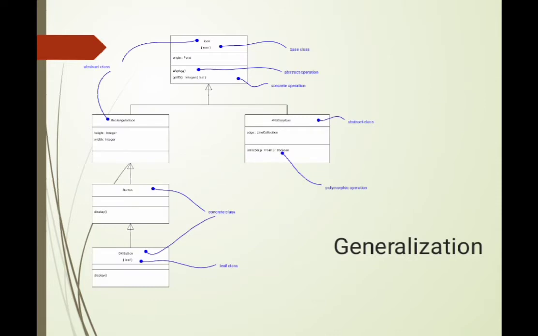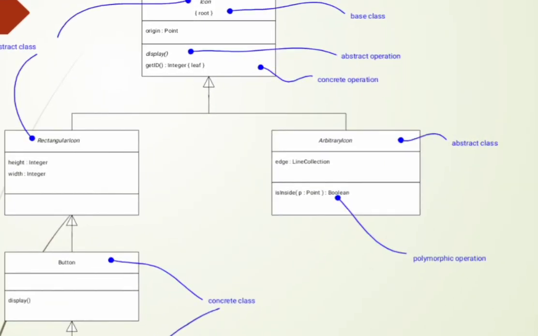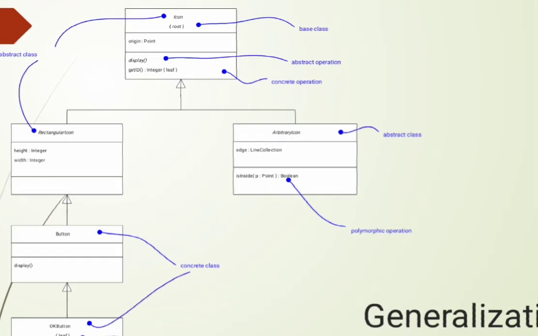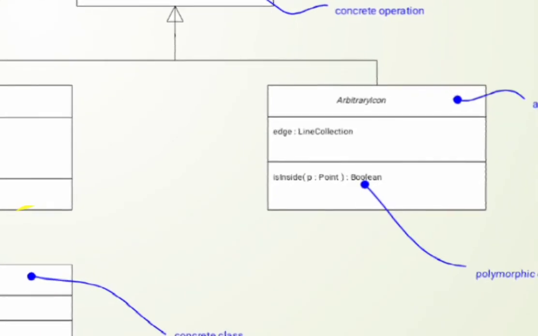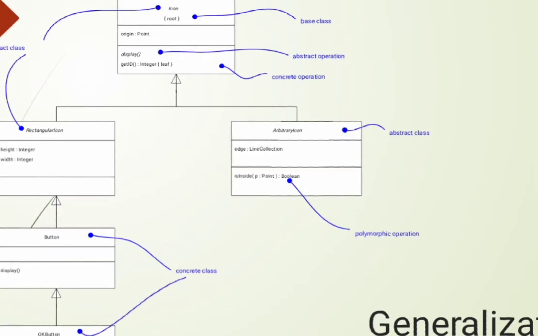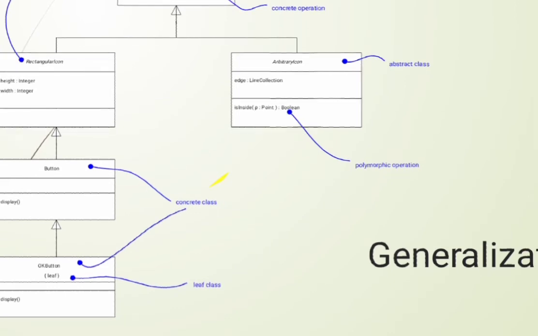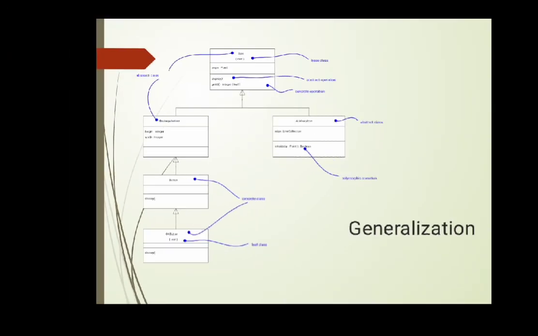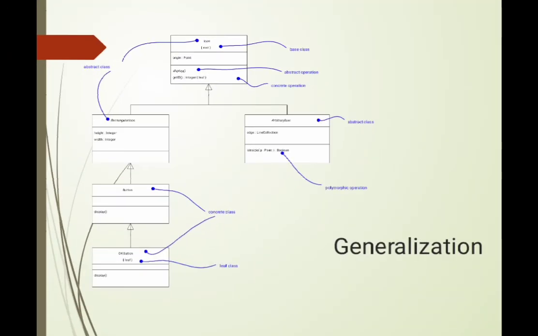Now, the generalization concept. It is similar to the inheritance concept, that means the derived class inherits the features from the base class. This is the symbol for generalization. Here is an icon class which contains rectangular icon and arbitrary icon, in which these two classes inherit the features from the icon class. Same here, button inherits from rectangular icon and OK button inherits from the button class. This is the concept of generalization.